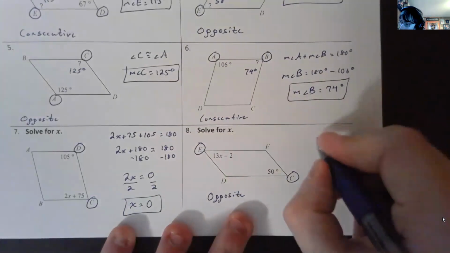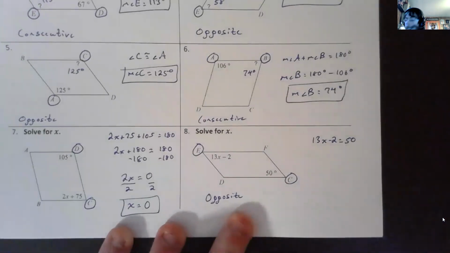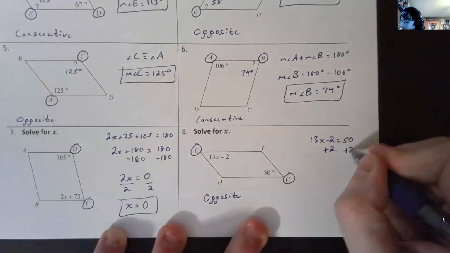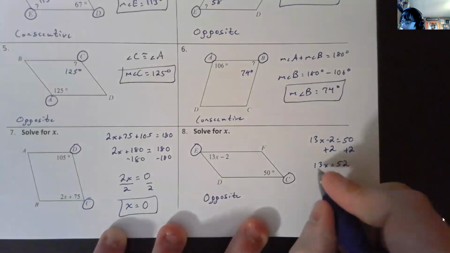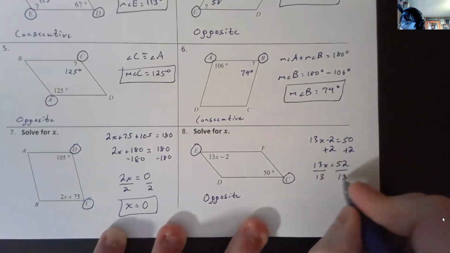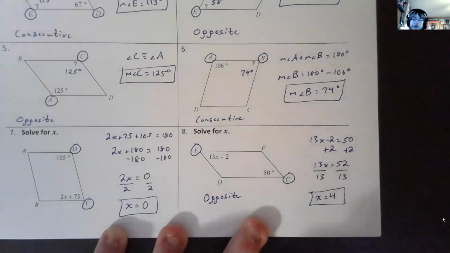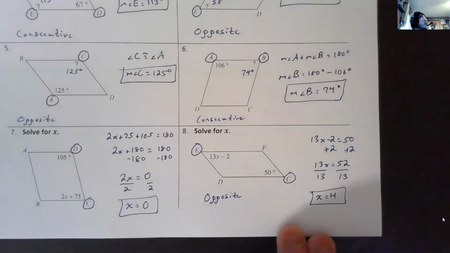So we have to take 13x minus 2 and set it equal to 50. And then we solve. So we're going to add 2 to both sides, and we get 13x equals 52. Divide both sides by 13, and we get x is equal to 4. Okay, so make sure when it asks you to solve for x that you set up your equation correctly. Otherwise, you're going to get completely the wrong answer.